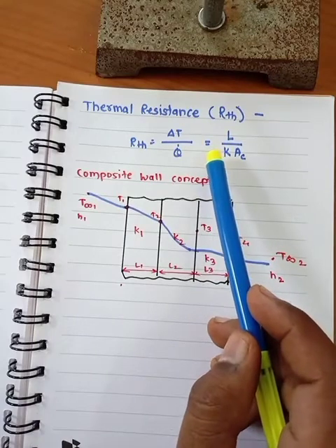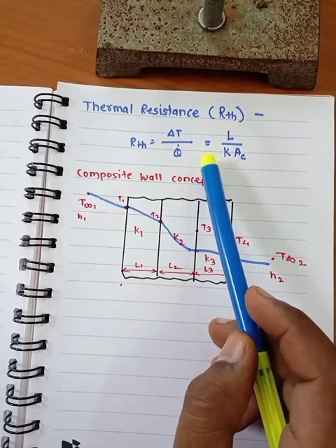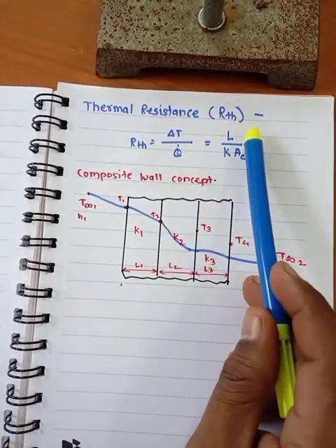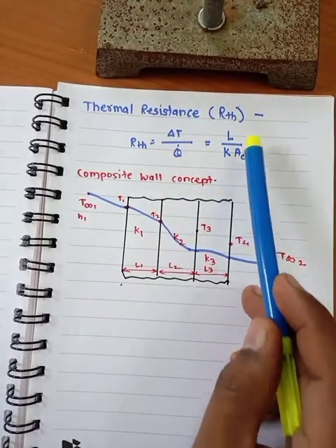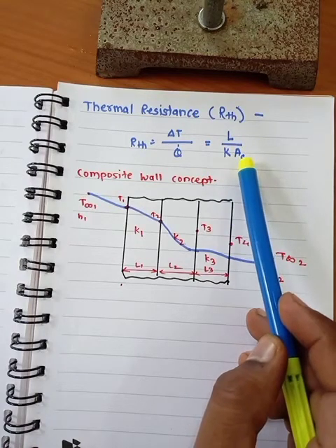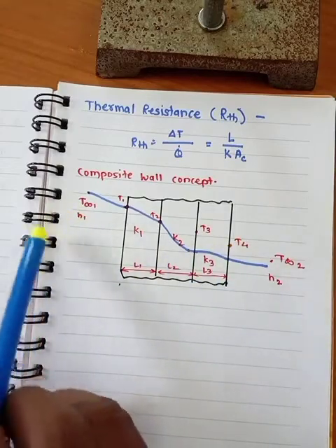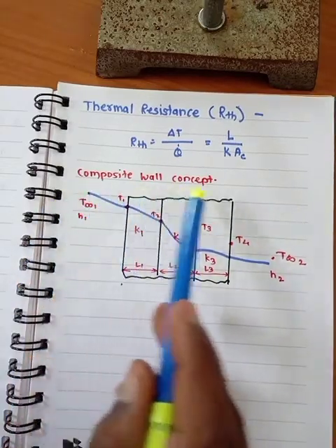And for a single plane wall, for conduction heat transfer, we have found that R_TH is equal to L divided by K A_C. L is the thickness of the wall, K is the thermal conductivity of the wall, and A_C is the cross-sectional area of the wall. Now we'll see the concept of a composite wall.